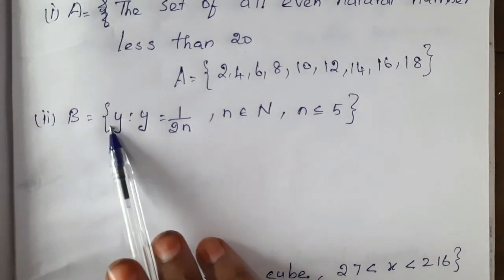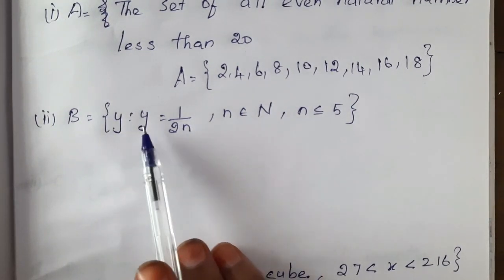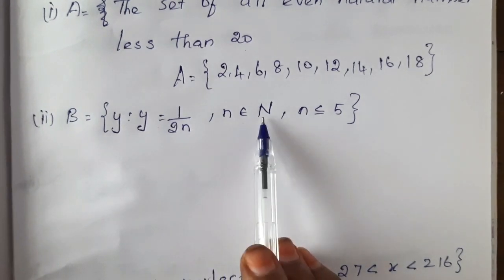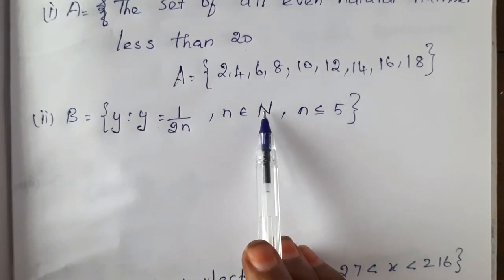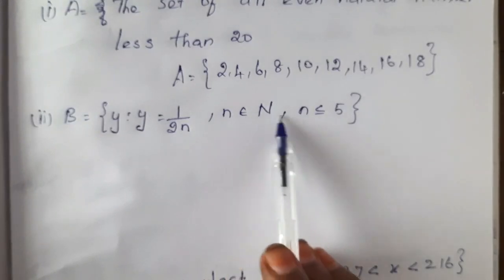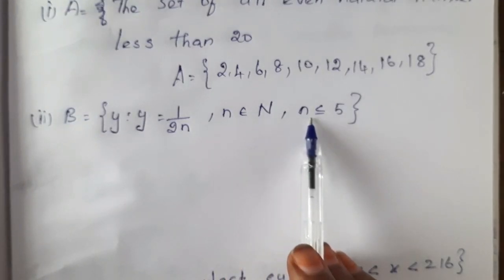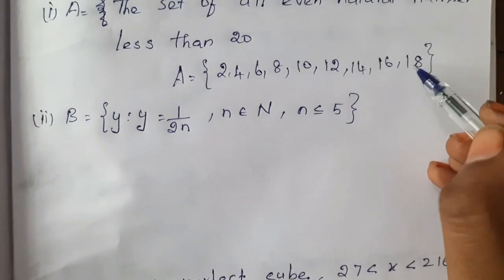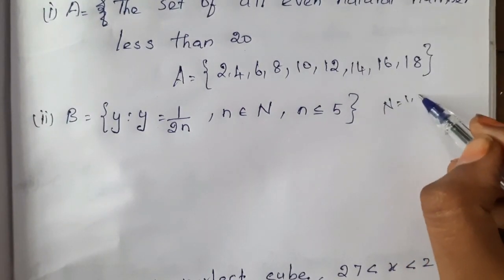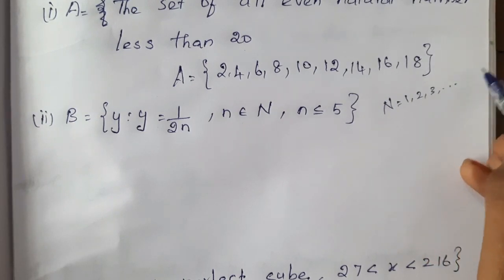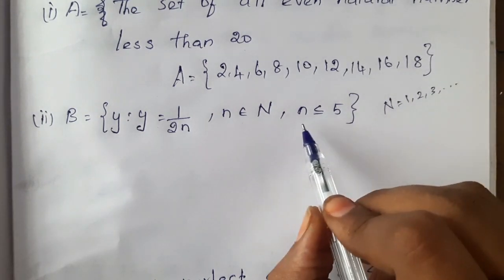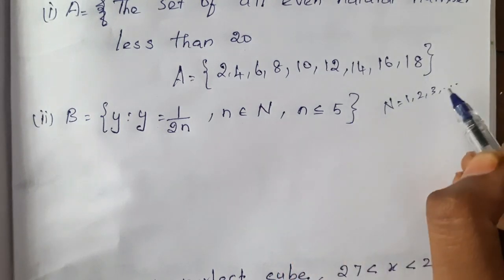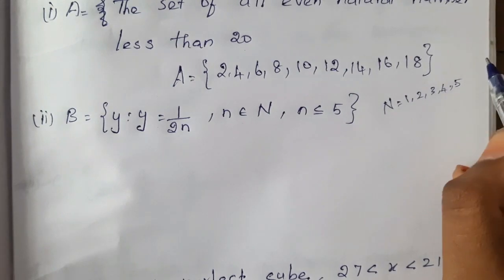B equal to set of all y such that y equal to 1 by 2n. This n belongs to capital N. Capital N means set of all natural numbers. Also the number n is less than or equal to 5. Now the natural numbers start from 1, 2, 3, etc. up to infinity. But we need the numbers less than or equal to 5. We need only the numbers up to 5.